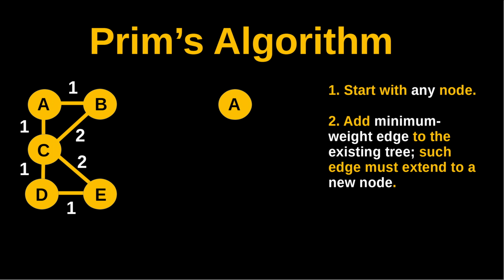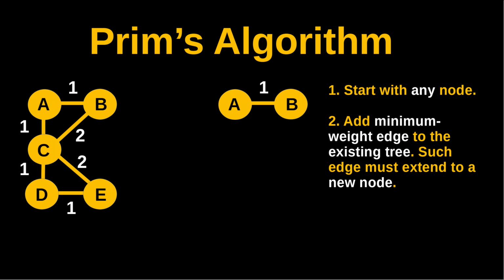First, we start with the node A. This can be any node, but we just start with node A. And then we will extend from node A to a new node. We can have the possibility of A to C or A to B. Both have a weight of 1. So let's say we pick A to B. So we constructed this new edge.